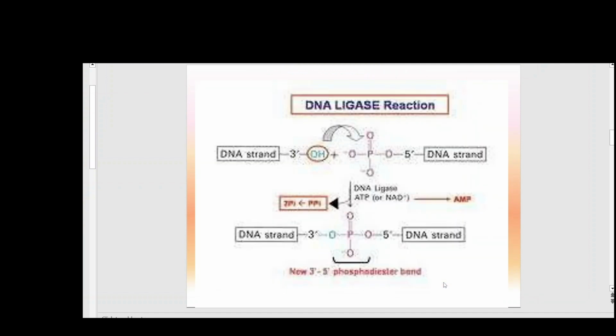DNA ligase reaction. Here ATP is required for the ligase reaction, which proceeds in 3 steps. Adenylation of a residue in the active center of the enzyme. Pyrophosphate is released. Transfer of the AMP to the 5' phosphate, the so-called donor. Formation of a phosphodiester bond between the 5' phosphate of the donor and the 3' hydroxyl of the acceptor.